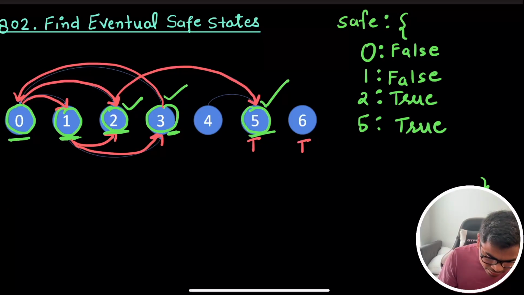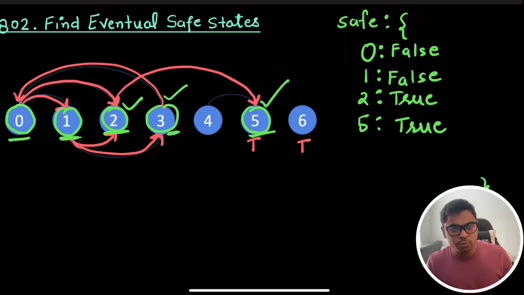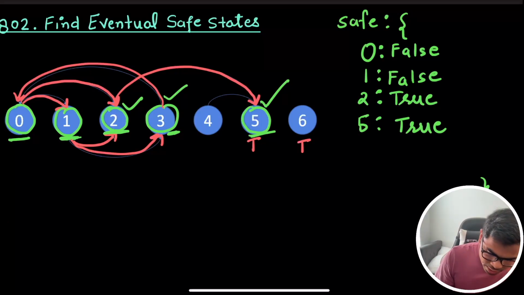So I'll come back to 1, and I'll say that one of your neighbors leads to a cycle, so it does not lead to a terminal. One of the paths does not lead to a terminal. So I will come back to 1, and 1 will remain false. Then I will mark this visited. Come back to 0. 0 is visited.